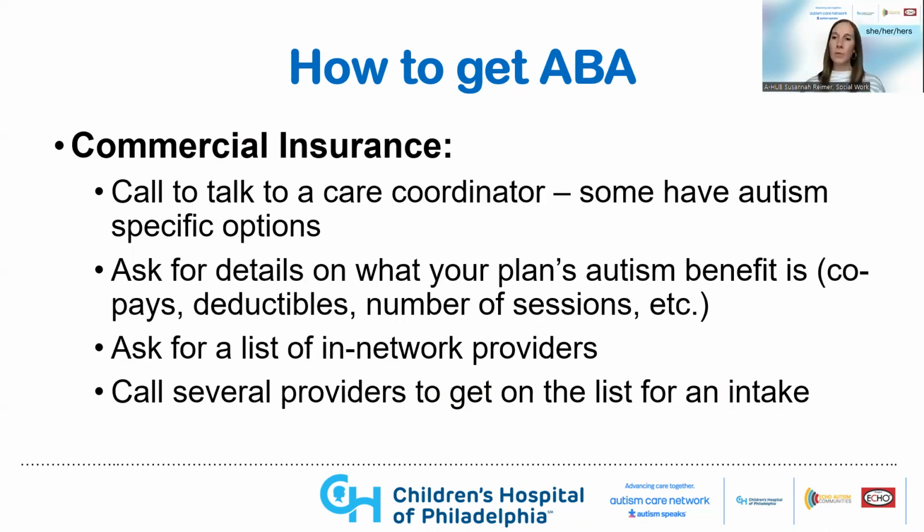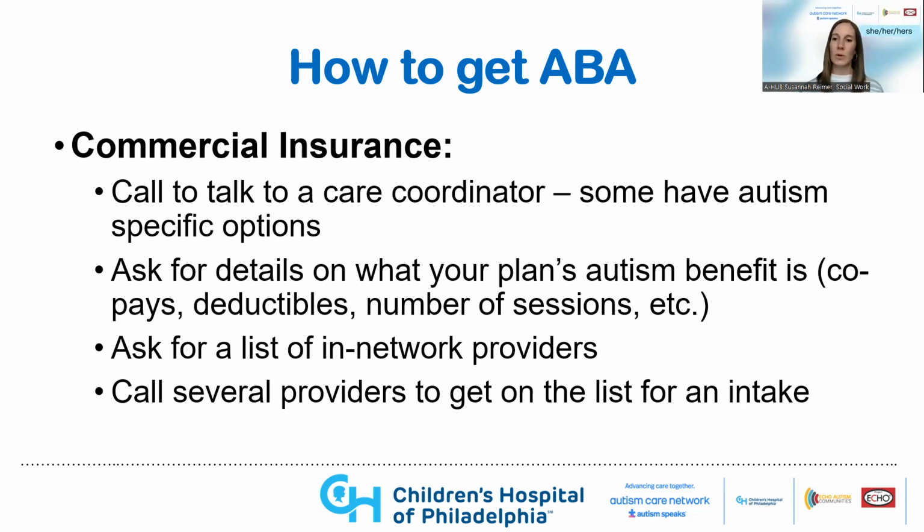So if you have commercial or private insurance and you're going to look into how to access ABA through that, the best place to start is to call directly and talk to one of the care coordinators with your insurance company. And many plans actually have an autism-specific care coordinator at this point. And what's important here is to get very specific details about how the autism benefit for your insurance plan works. So are there going to be copays associated? Are there deductibles associated? Is there a limit on the number of sessions?